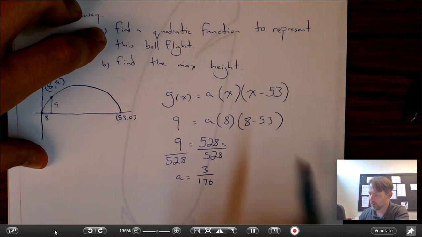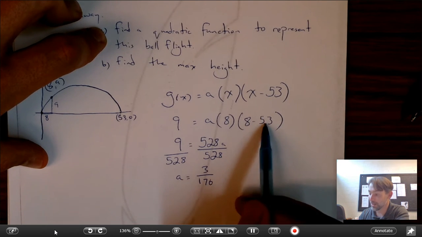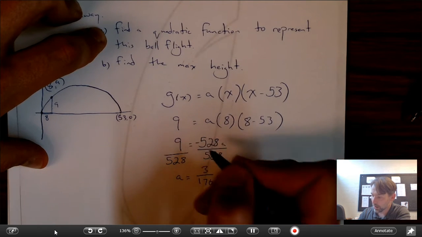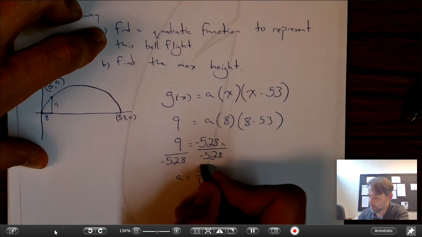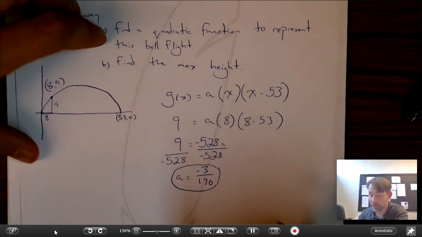Oh, I have a sign error. This was negative. 8 minus 53 is minus 44. So this is negative. And so that means I'm dividing by a negative here and here. That means this is negative. Notice that I made another sign error and I caught it. How did I catch it?